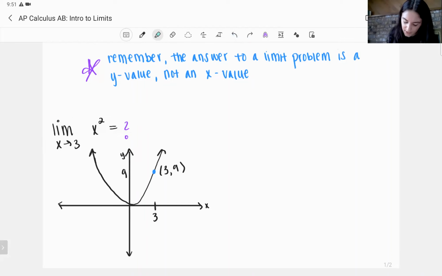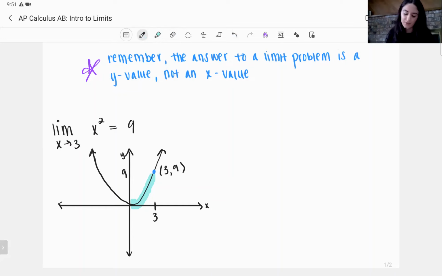If I take my function and start tracing it from the left, as x gets really close to 3, it looks like my y values are getting close to 9. And then same thing from the right. As we get really close to an x value of 3, it looks like my y values are getting really close to 9. So that is the answer to this limit problem. As x approaches 3, the limit of x squared is equal to 9.